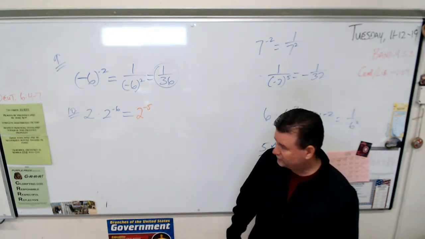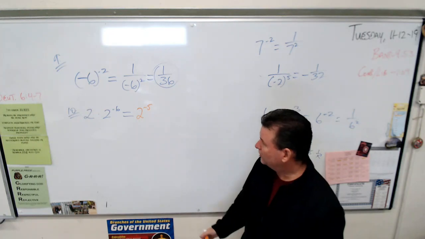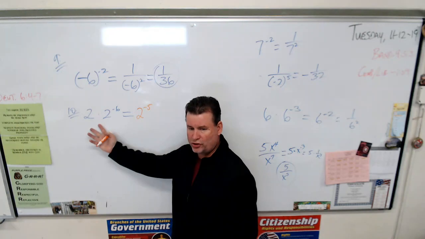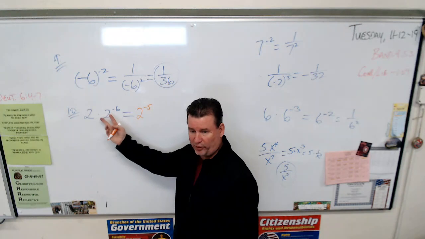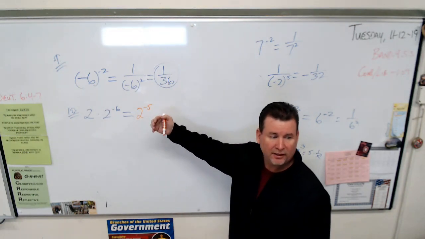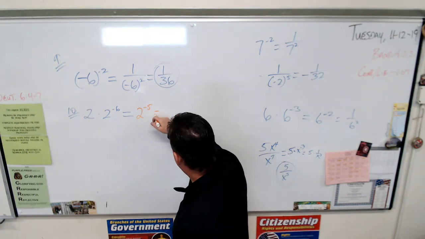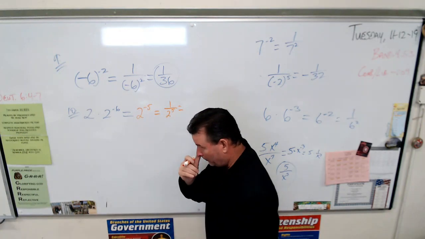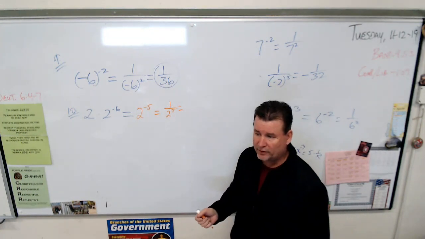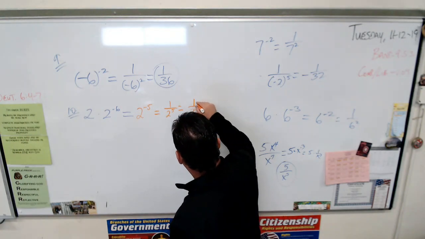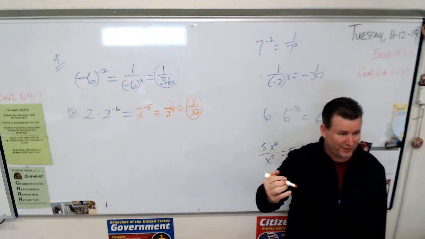Are the bases the same? Yes. The bases are the same, so I add the exponents. Negative 6 plus 1 is negative 5. If I have a negative exponent, I simply flip it down to the bottom and make it positive. What is 2 to the 5th? 32. So the answer is 1/32.